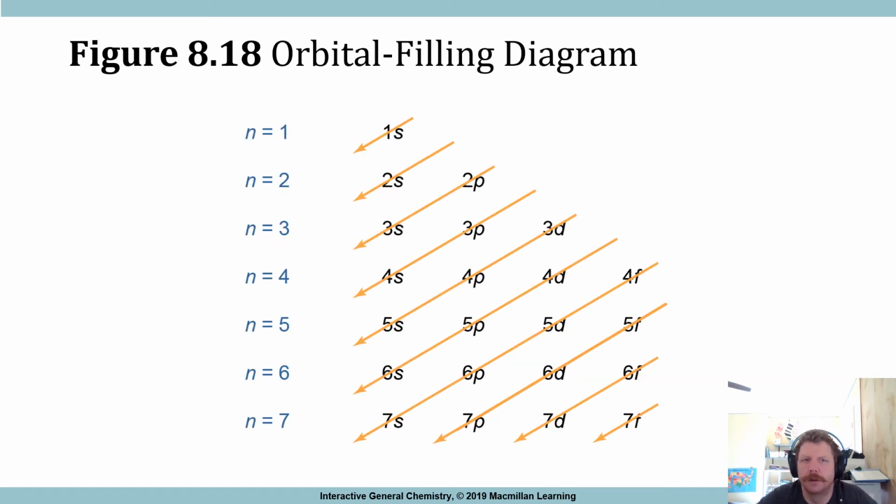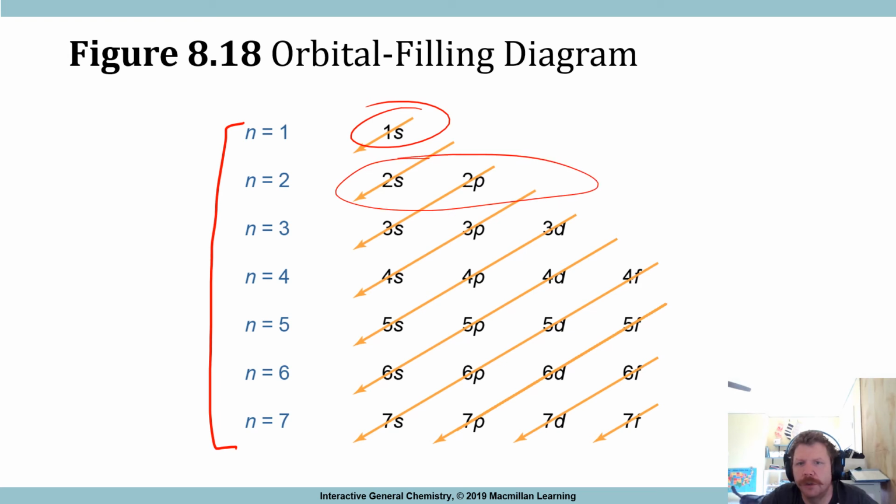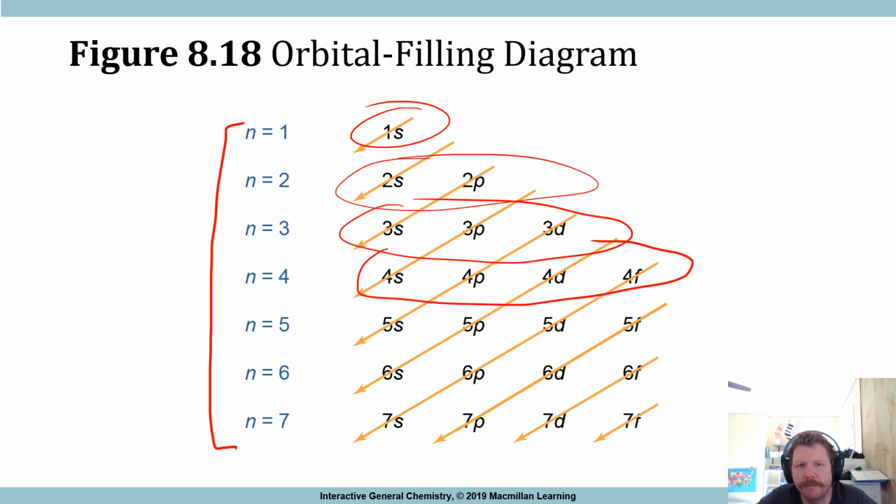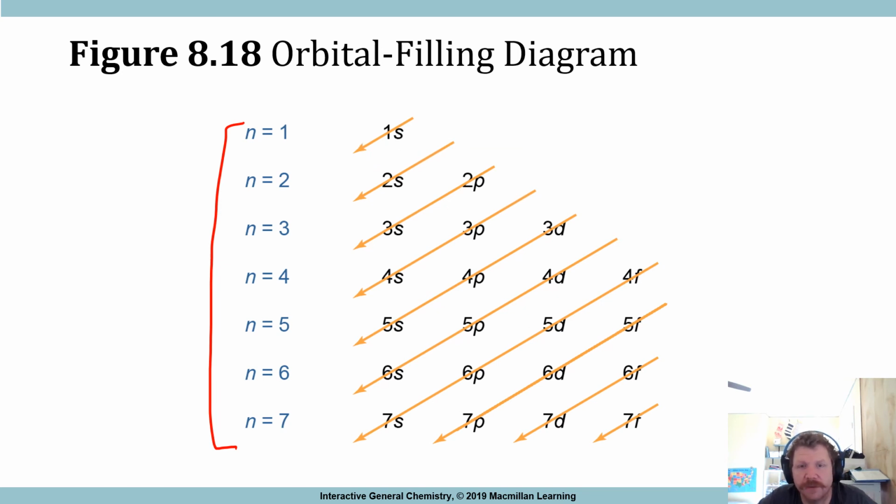You see that here. Here is our principal quantum number, 1 through 7. Then you say what are the subshells associated with that principal quantum number. 1: 1s. 2: you've got 2s and 2p. 3: you've got 3s, 3p, 3d. 4: you've got 4s, 4p, 4d, 4f. 5: 5s, 5p, 5d, 5f. 6: 6s, 6p, 6d, 6f. And 7: 7s, 7p, 7d, 7f.